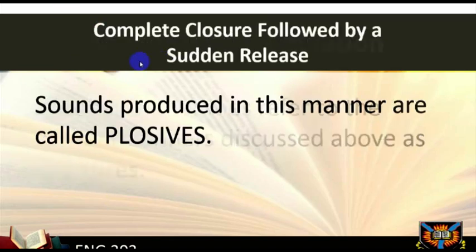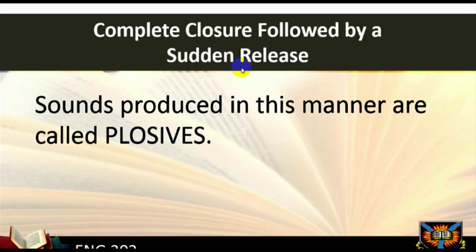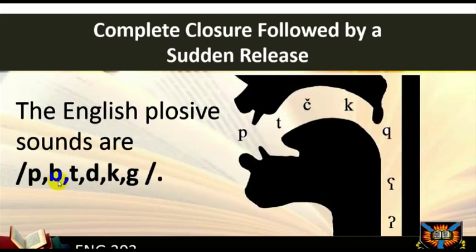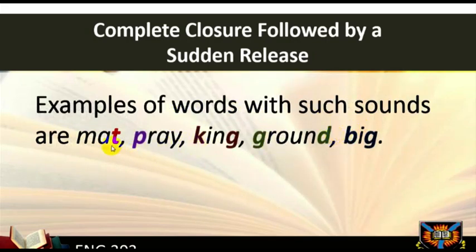Complete closure followed by a sudden release. Sounds produced in this manner are called plosives. In the production of a plosive, there will be complete closure of the organs at a point. Then the closure will be suddenly released, sounding like a mini bomb. The English plosive sounds are P, B, T, D, K, G. Examples of words with such sounds are mat, pray, king, ground, big.